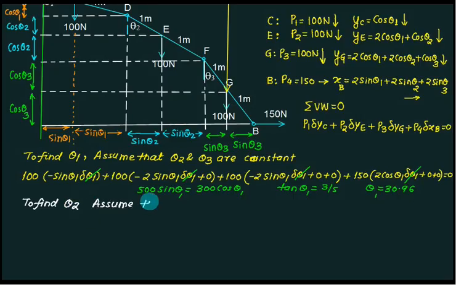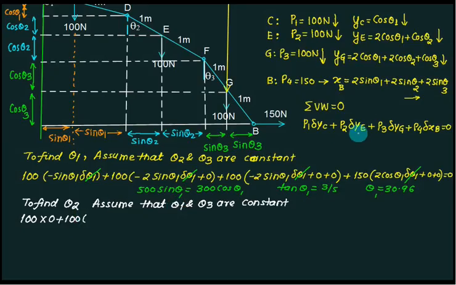Assume theta 1 and theta 3 are constant. In this equation, again we have to do the same thing, but this time we have to differentiate with respect to what? Theta 2. So first of all, what is P1? P1 is 100. Then you have to differentiate yc. yc has cos theta 1. But theta 1 is constant, so 0. What is the derivative of cos theta 1? If theta 1 is constant, 0. My second term is 100.